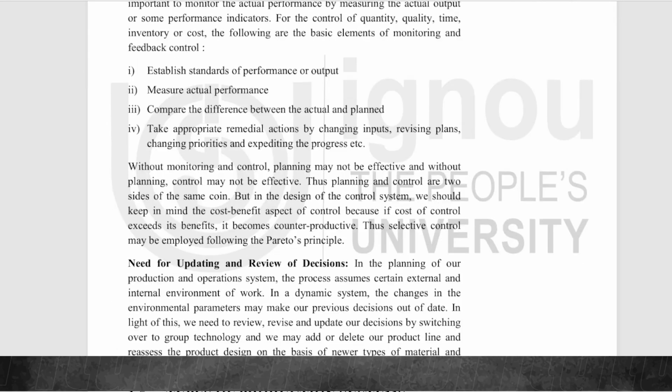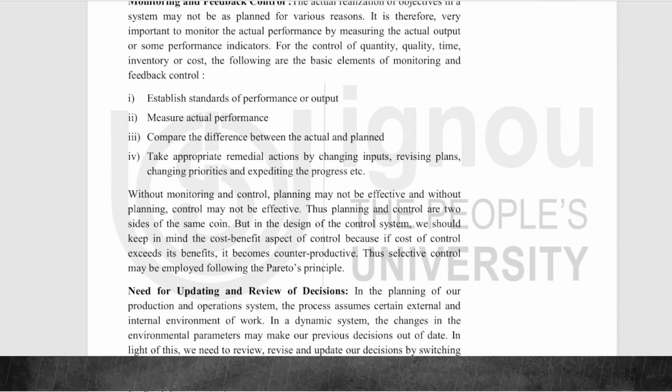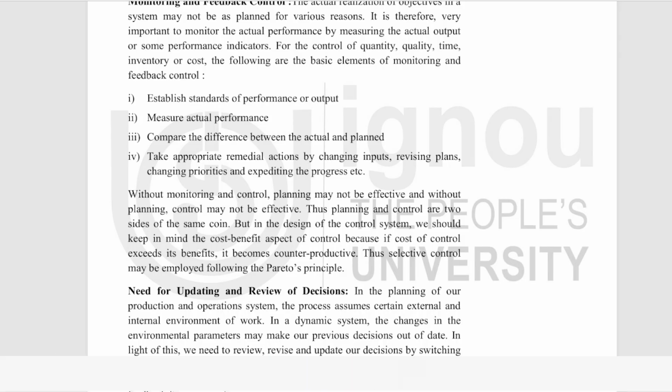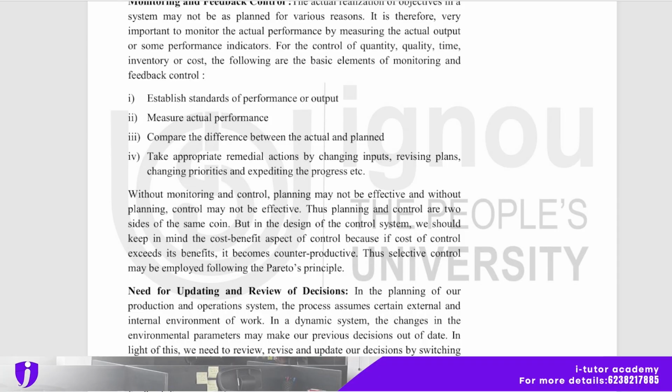And the need for updating and review of decisions. What is the need? In the planning of our production and operation system, the process assumes a certain external and internal environment of work, and in a dynamic system the change in the environmental parameters may make our previous decisions out of date. In light of this we need to review, revise and update our decisions by switching over to group technology, and we may add or delete our product line and reassess the product design on the basis of newer types of material and feedback from our customers.